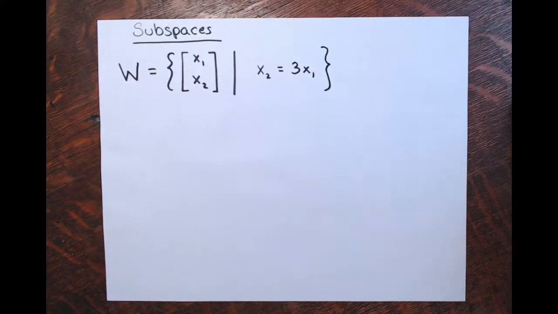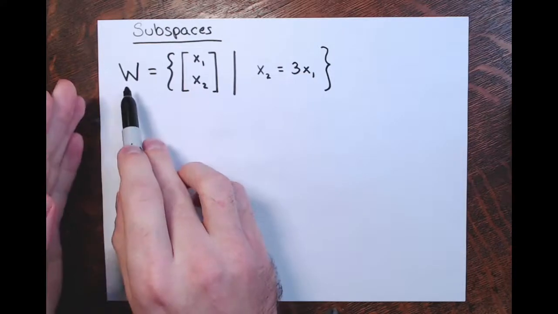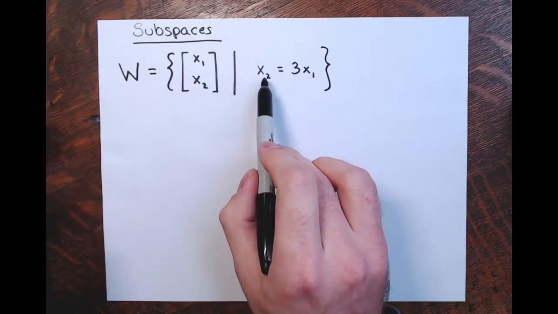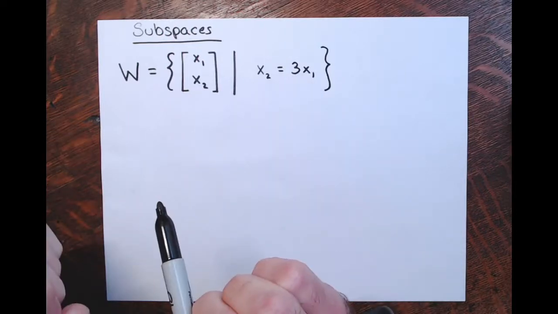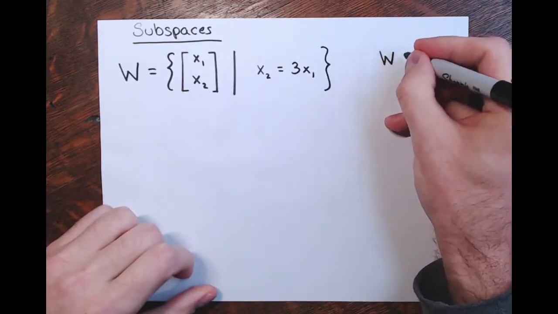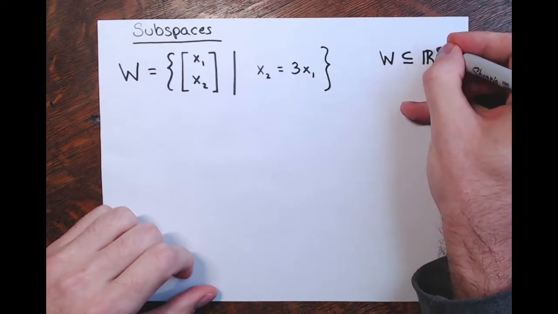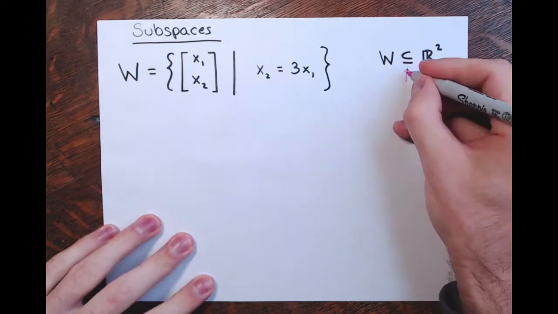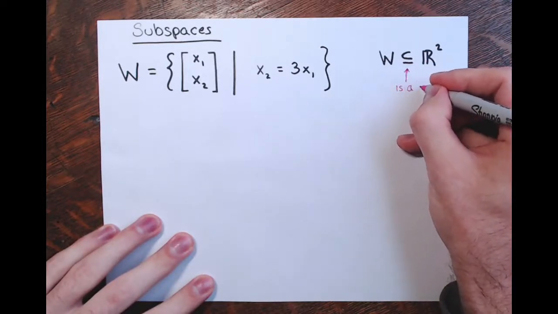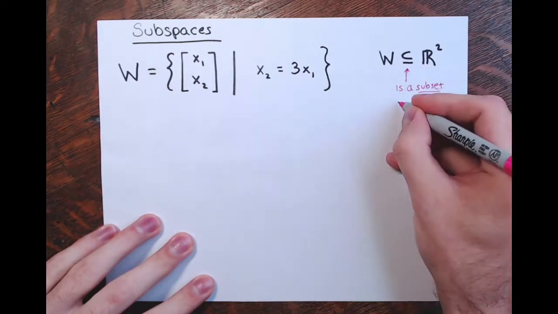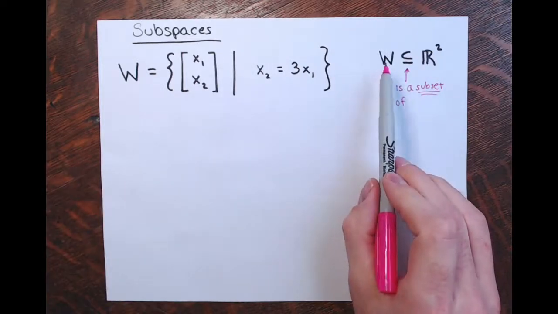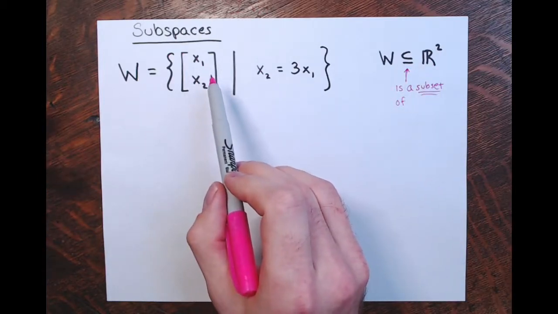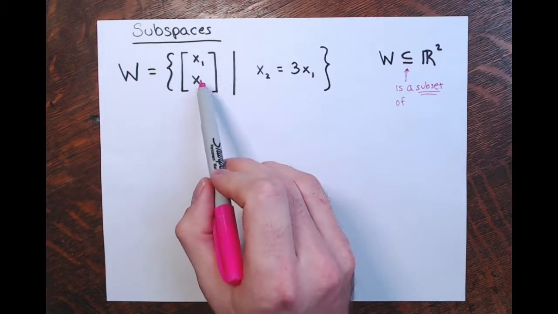Okay, so the first one is this set called W. W is a set of vectors with 2 components, such that the second component is 3 times the first component. So W is a subset of R2, and that's what this symbol means, this sideways U with a half equal sign under it. It means is a subset of, not a subspace. All that means is that every vector in W is a vector in R2, every vector in here has 2 components with real numbers in it.